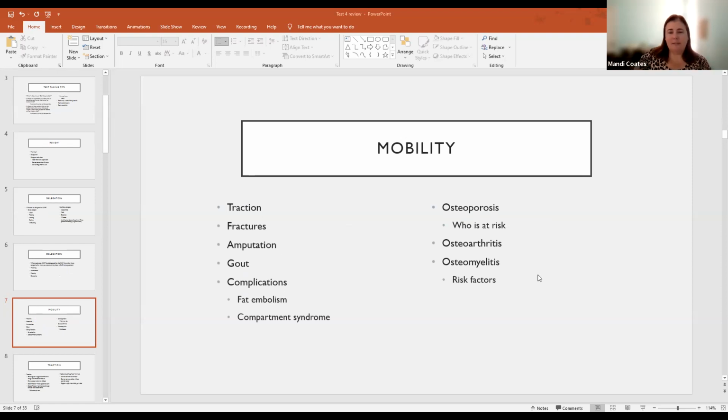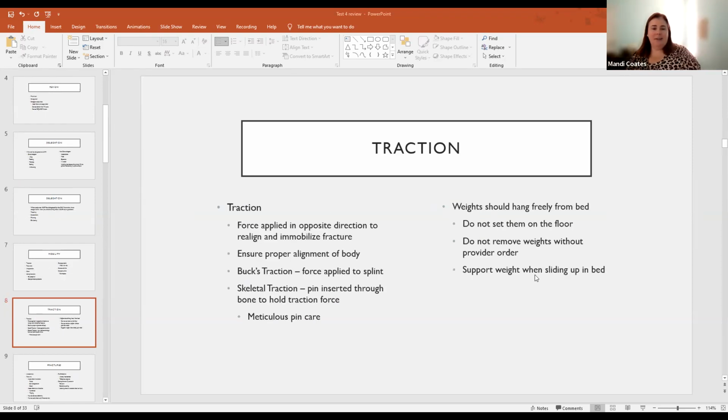All right, so these are the things we're going to focus on for mobility. Traction. Remember the two different types of traction. Skin traction goes on the skin, so there are no pins involved. Skeletal traction has the pins, so you want to make sure that you are very meticulously cleaning those pins, giving good pin care. We pay attention to the weights, and we pay attention to the actual pulley system, the traction system, to make sure there are no defects or anything altering the action of the traction.